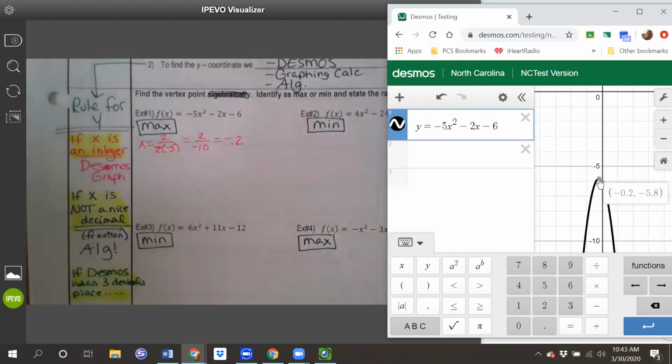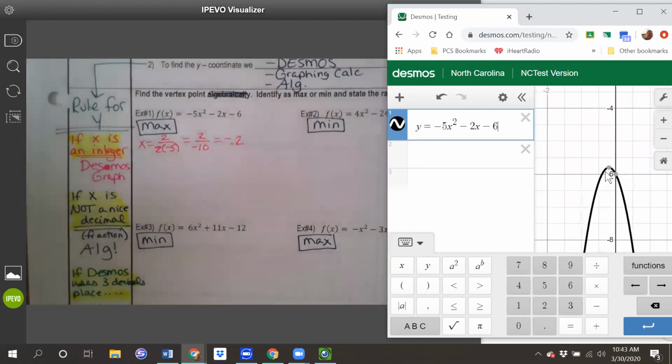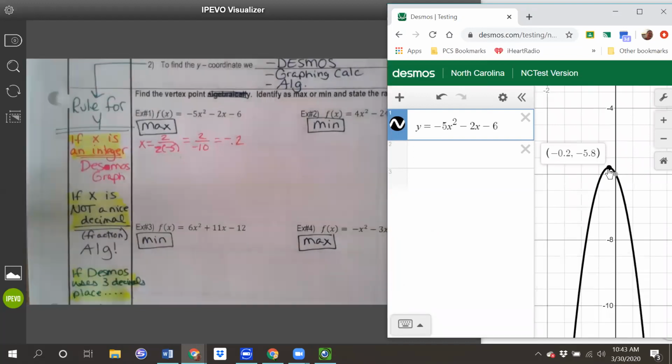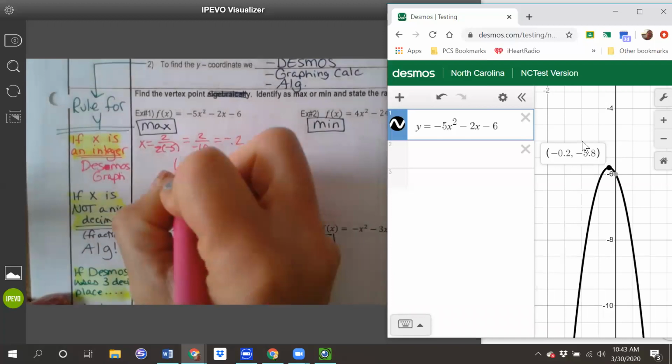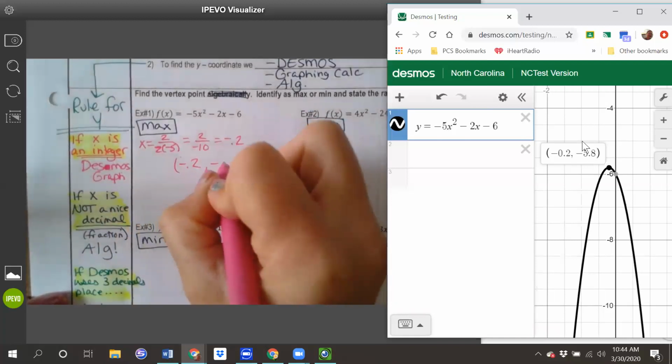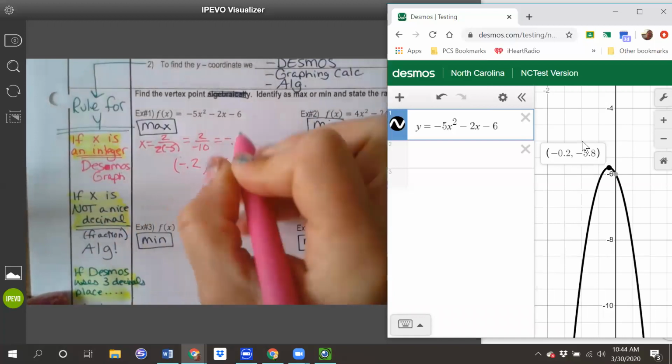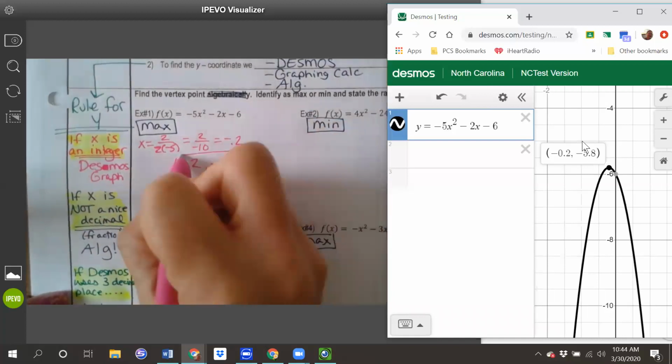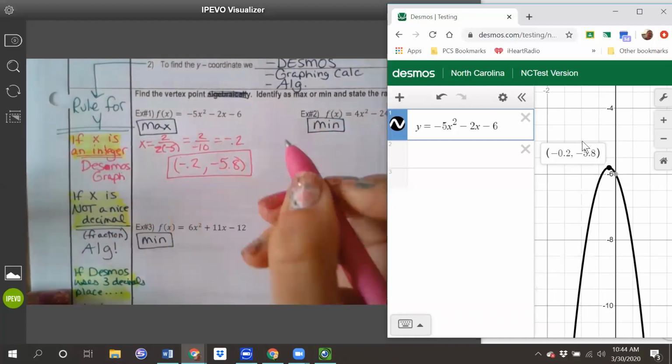So if I click on my vertex point right there, then I am only getting 1 decimal here. So that is an accurate, exact negative 5.8. I'm not going to have to double check this. I know for sure that my vertex is located at negative 0.2 comma negative 5.8. So that is my vertex.